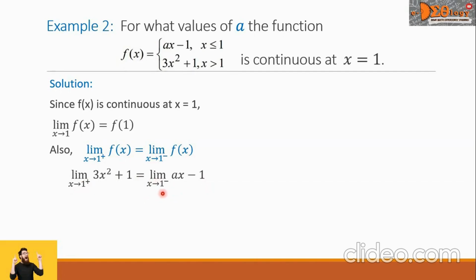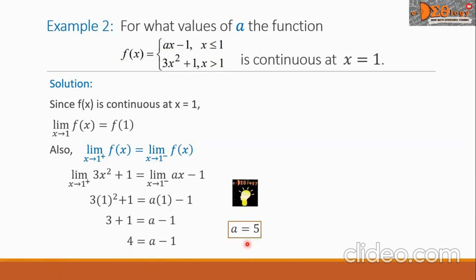Let us substitute the values of 1 to the respective x. So we have 3 times 1 squared plus 1 equals a times 1 minus 1. Simplifying this equation, we have 3 plus 1 equals a minus 1. The left side becomes 4. If we transpose the negative 1 to the left side, it becomes 4 plus 1, and that is equal to 5. So the value of a equals 5. This is our final answer.